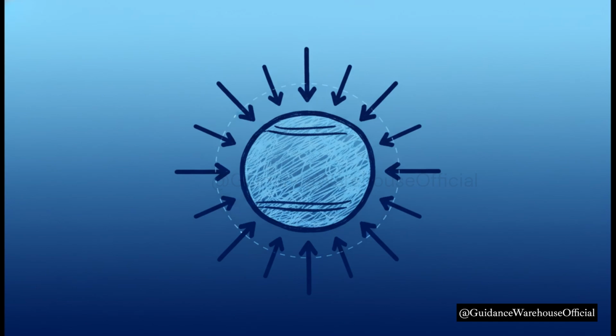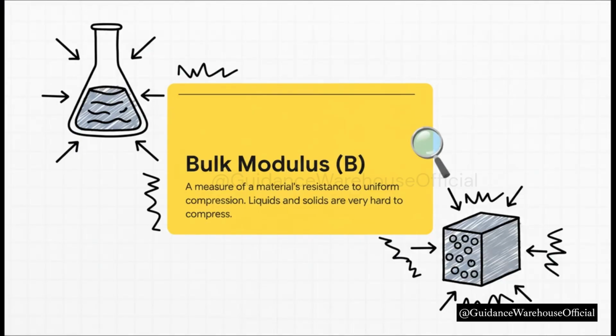That's bulk stress. And of course, there's a modulus for this too. It's called the bulk modulus, or B, and it measures how much a material resists being compressed. What's really fascinating here is that both solids and liquids tend to have incredibly high bulk moduli. This is exactly why it feels impossible to compress water in a bottle. You are literally fighting against the immense forces that keep atoms from crashing into each other.